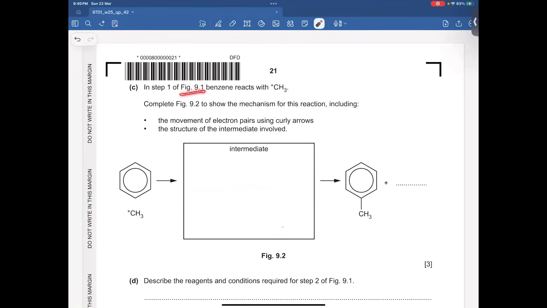In step 1, figure 9.1, benzene reacts with this electrophile. Show the mechanism for this reaction, the movement of electron pair using curly arrows, and the structure of the intermediate involved. So the pi bond of benzene interacts with this electrophile, and as a result, we'll get the pi complex. To make a pi complex, we need to attach CH3 to this carbon atom because CH3 is attached to this carbon in the product. Okay. And obviously this carbon also has one hydrogen atom. We need to show that.